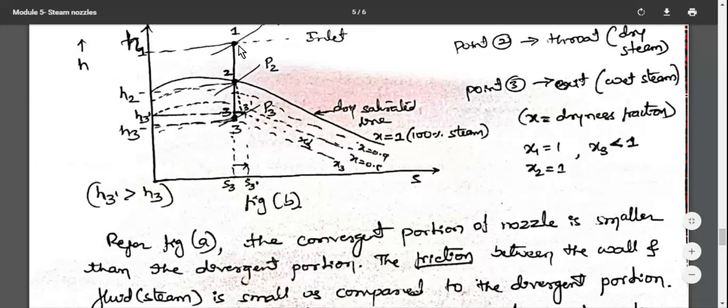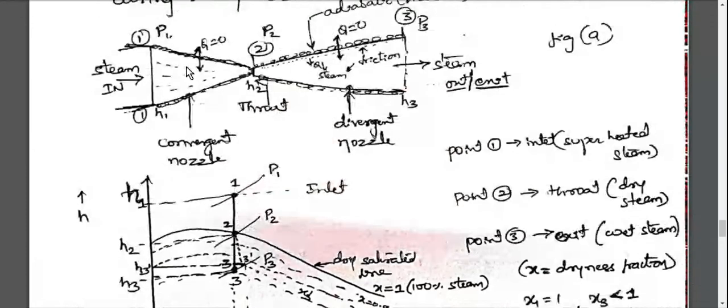The reason you represent it with a vertical straight line is that in the convergent nozzle friction will be there, but the friction is neglected. Why is it neglected? The convergent nozzle has a small length, so it is shorter in length.